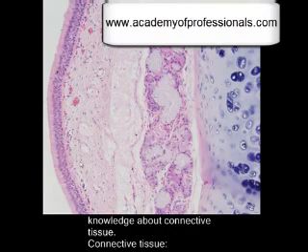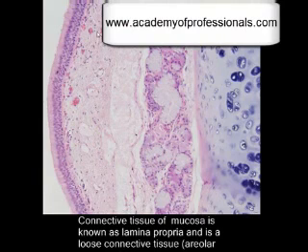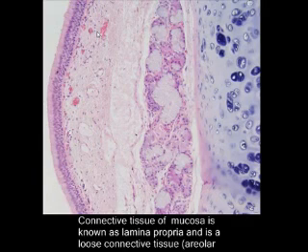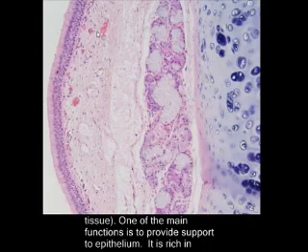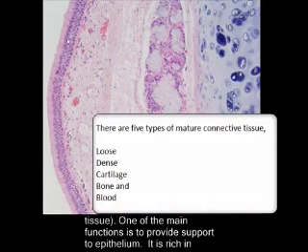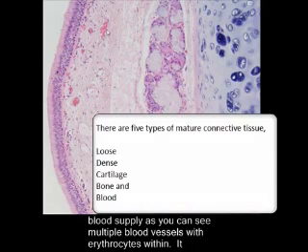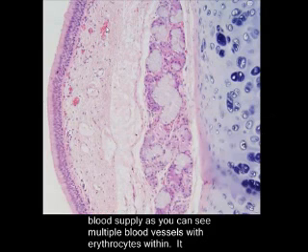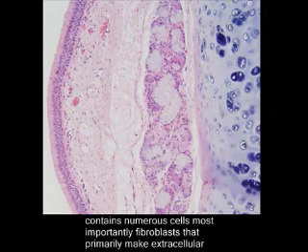Connective tissue of mucosa, respiratory mucosa, is known as lamina propria, and it is a loose connective tissue. One of the main functions is to provide support to epithelium. It is rich in blood supply. As you can see, several blood vessels with erythrocytes or red blood cells within. It contains numerous cells, most importantly fibroblasts that primarily make extracellular fibers.